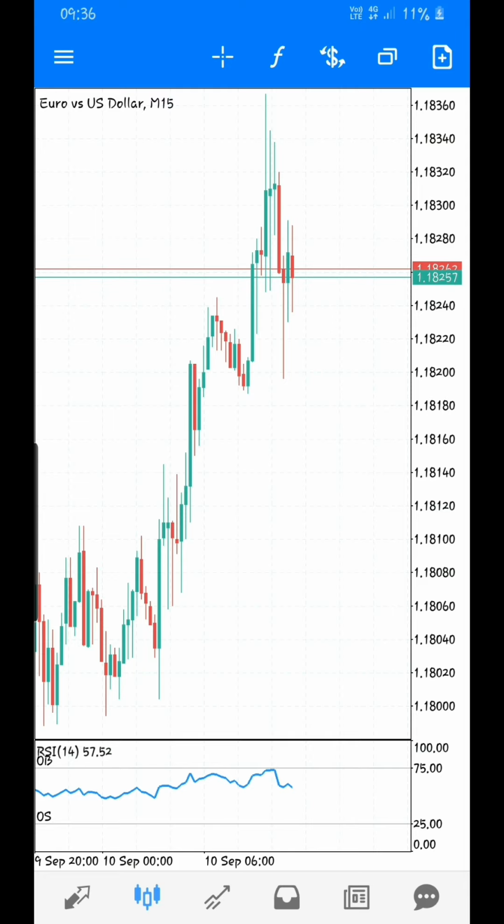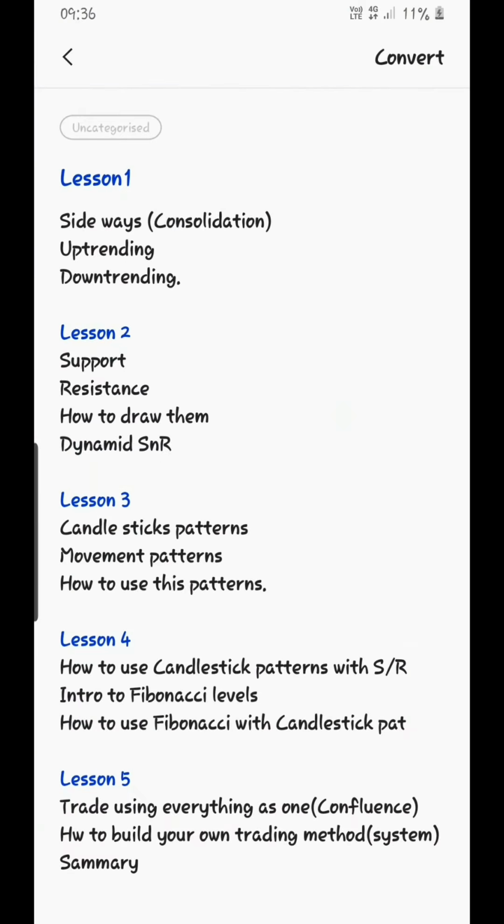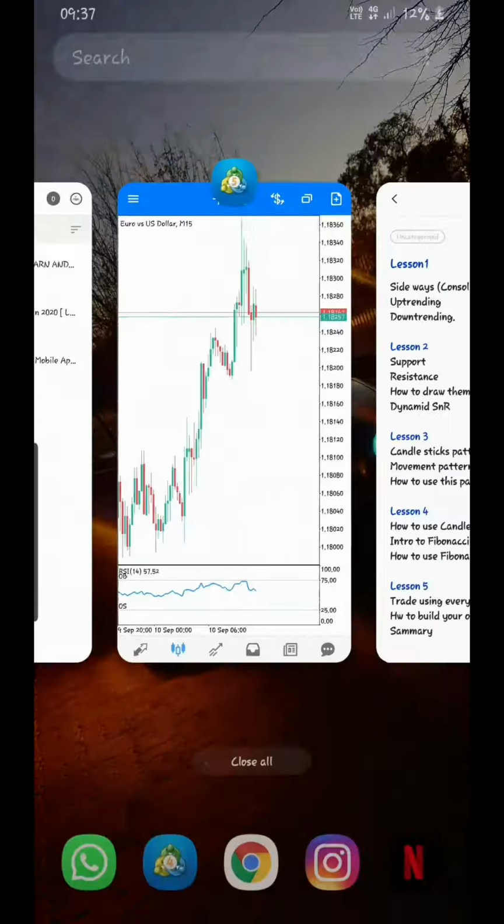So today I'm gonna be looking at 3 things. As you can see, lesson number 3 consists of candlestick patterns, movement patterns, and how to use the two. Remember, each and every lesson adds on to the previous lesson. So if you haven't watched lesson number 2, go back and watch lesson number 1 and number 2. You understand? So let's just get on to it. Let's not waste any more of your time.